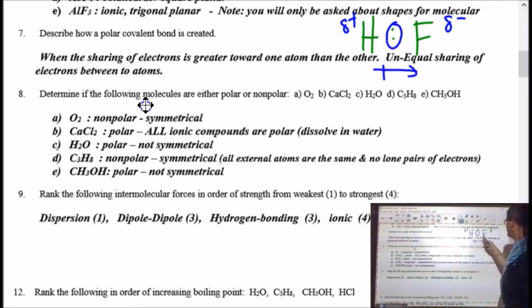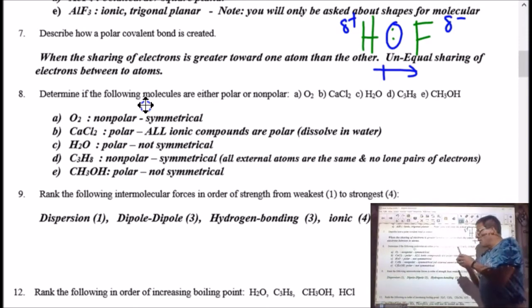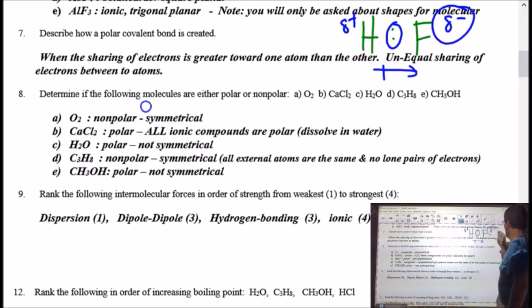And when that electron gets closer to the fluorine, it's like, oh yeah, hydrogen, you just gave me that electron. Oh, that electron's so much closer to me, I can feel more of that negative charge than you can. That's why we say it's a partial negative charge on the fluorine.